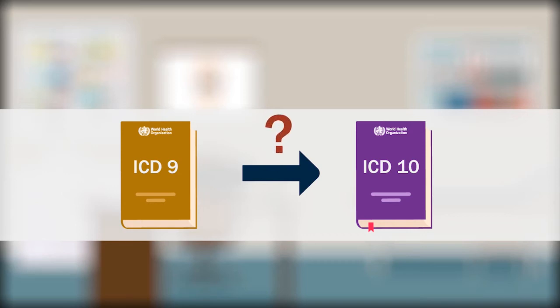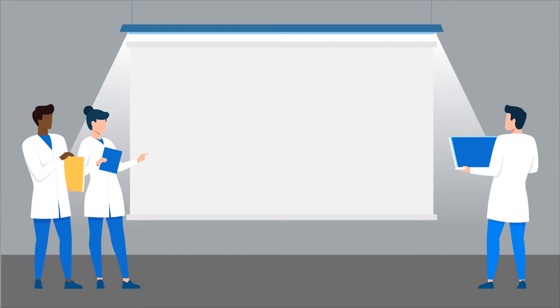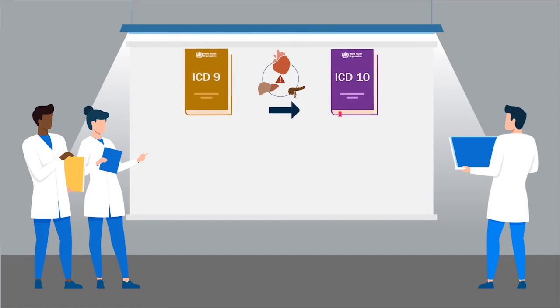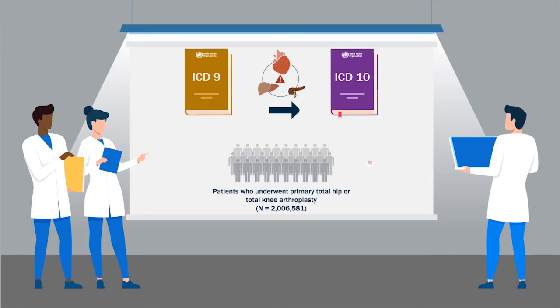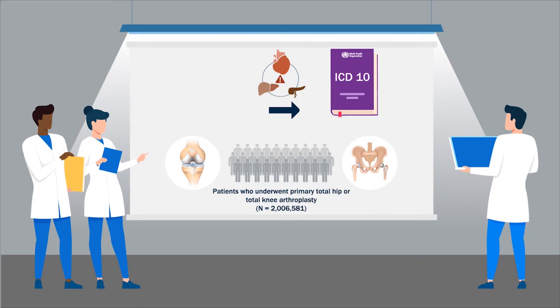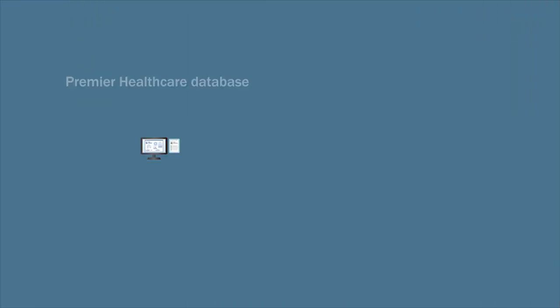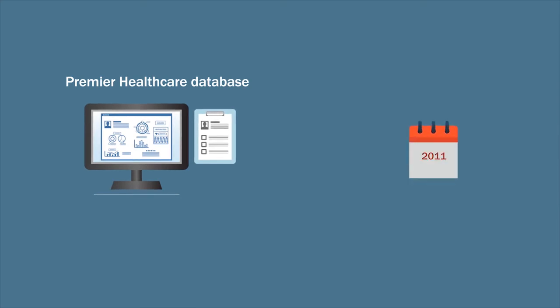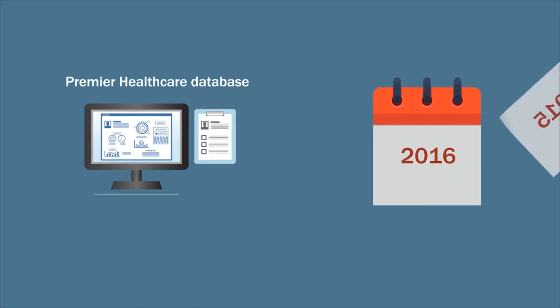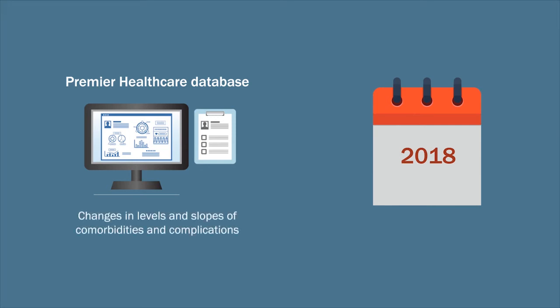is unknown. Scientists recently examined the trends of comorbidities and complications after the transition from ICD-9 to ICD-10 coding in 2,006,581 patients who underwent primary total hip or total knee arthroplasty, THA or TKA. They used data from the Premier Healthcare database from the fiscal years 2011 to 2018 to calculate the odds ratios of change in levels and slopes of comorbidities and medical complications.